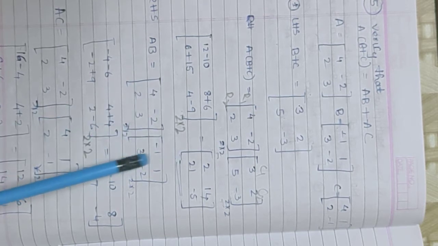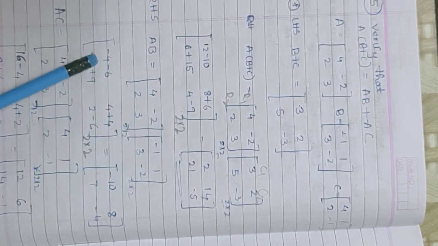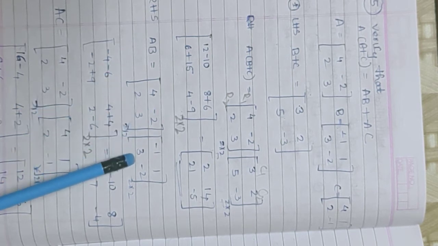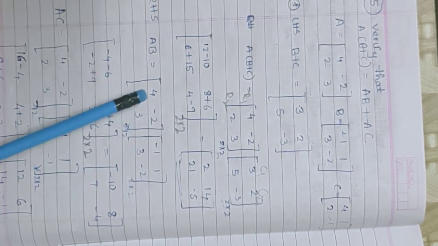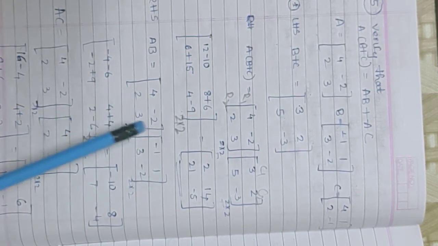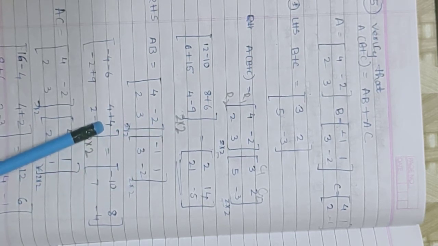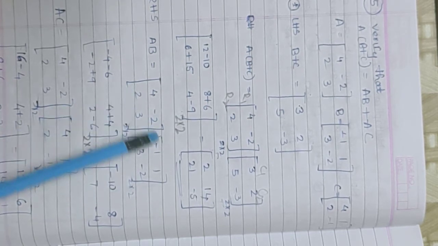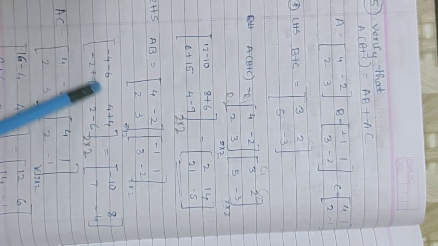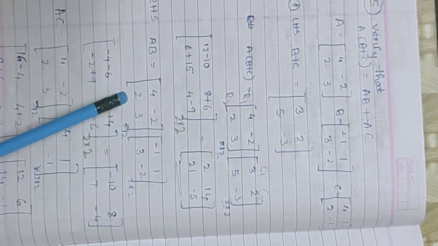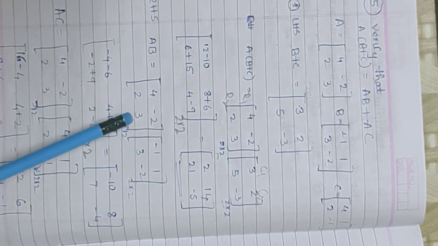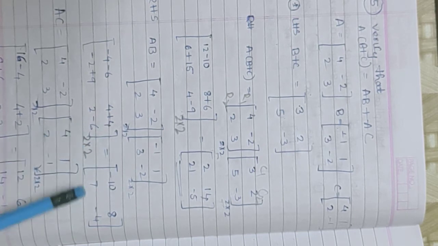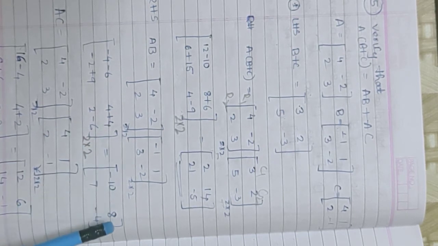So row into column. 4 into minus 1, minus 4. Minus 2 into 3 is minus 6. 4 into 1 is 4. Minus 2 into minus 2 is 4. Now take second row. 2 into minus 1 is minus 2. 3 into 3 is 9. 2 into 1, 2. 3 into minus 2 is minus 6. So our resulting matrix is minus 10, 8, 7, minus 4.